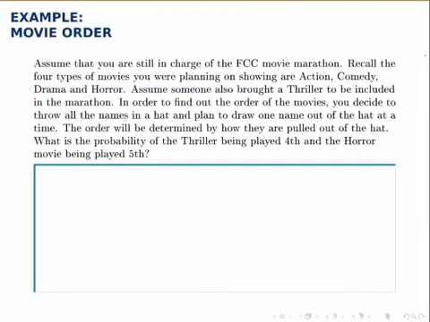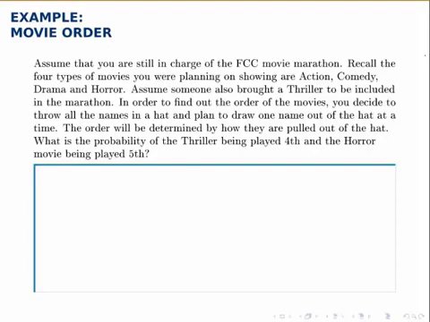Assume that you're still in charge of planning the FCC movie marathon. Remember, we have 4 types of movies: action, comedy, drama, and horror. Assume somebody also brought a thriller, so now we have 5 types of movies total. In order to find out the order of the movies, you decide to throw all the names in a hat and plan to draw one name out of the hat at a time, and the order will be determined by how they're pulled out of the hat.